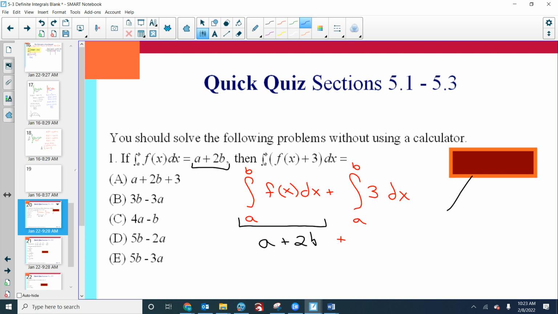All right. What's the second part? What's the integral from a to b under 3?